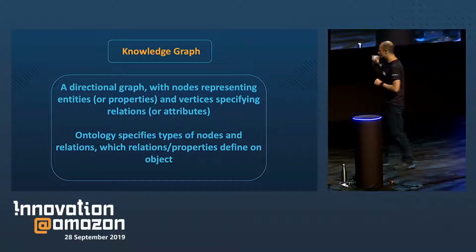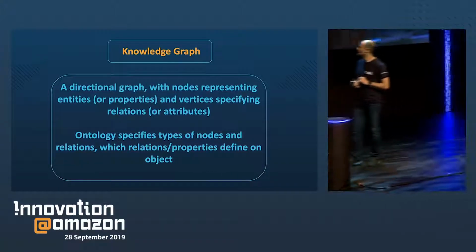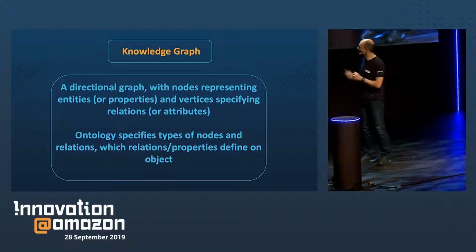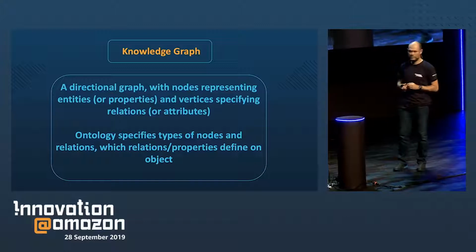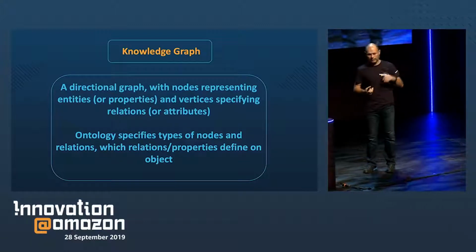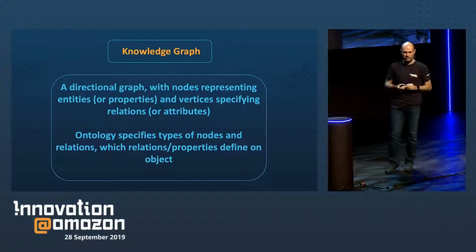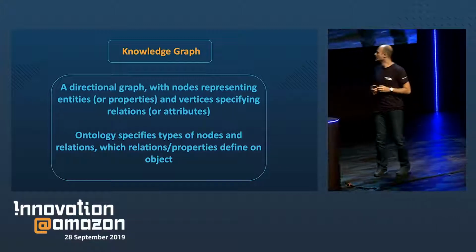As I mentioned, this is a formal definition of a knowledge graph. So it's a directed graph with nodes representing these entities and relationships, or sometimes attributes, such as how high a building is. That is an attribute, a property, like how many meters.